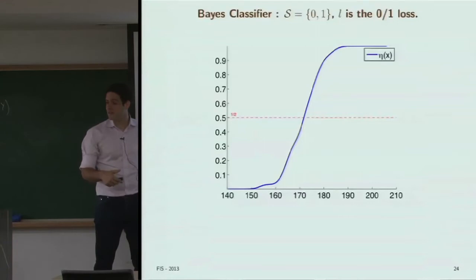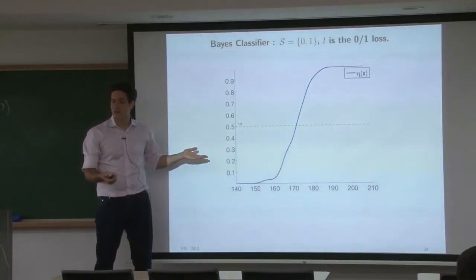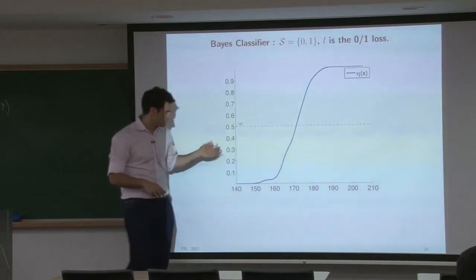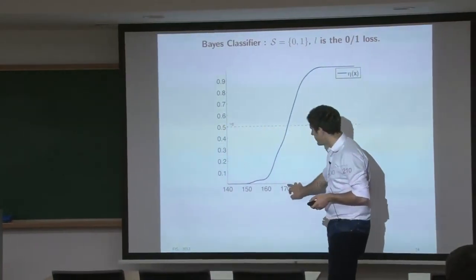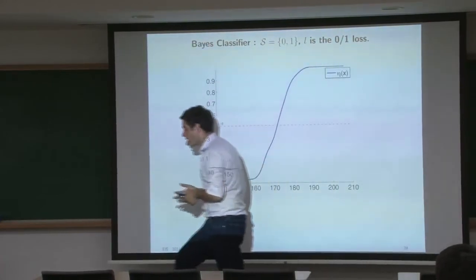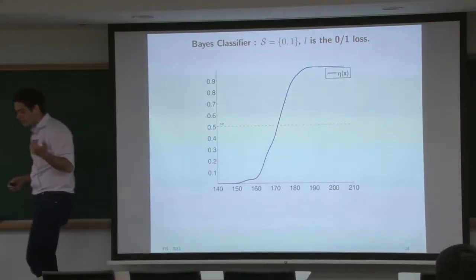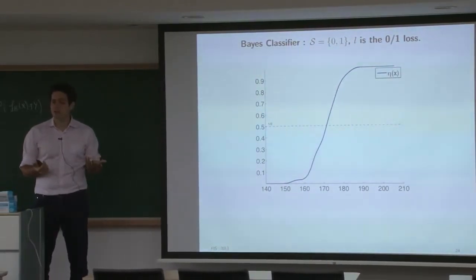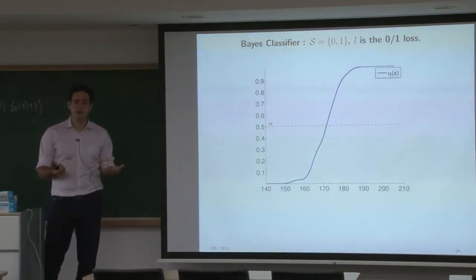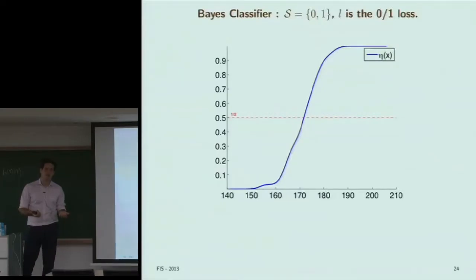Now it becomes clear when you should say that someone is a male or a female. Whenever the height of a person is above 170, maybe, then you can say the person is a male or female. Of course, this is completely irrelevant if you take into account the whole world population, right? It doesn't make a lot of sense.